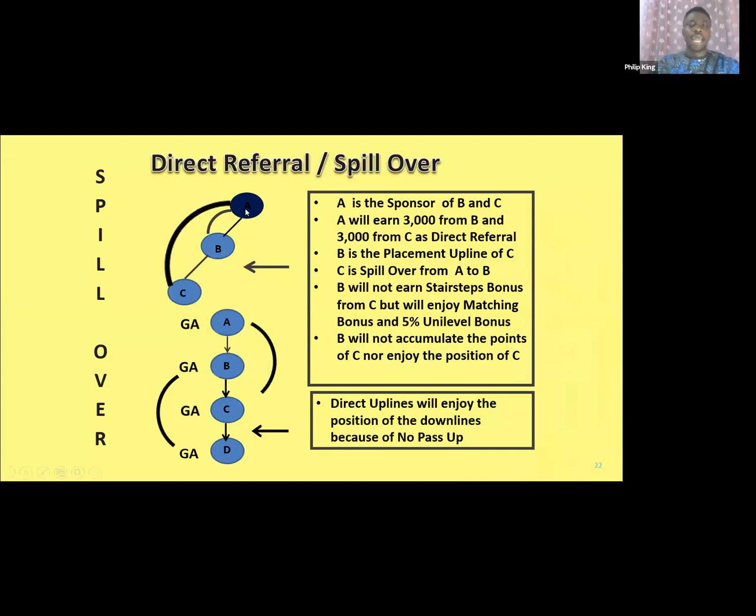Now, let's say A is Mr. Davidson. B is Mr. Davidson's downline, and C is also Mr. Davidson's downline. Davidson wrote a list, and from his list, B signed up, and C also signed up. Now, Davidson decided to support B with C. Davidson said, okay, I'm going to put C under B, but I'm going to take the referral bonuses for both of them. That is what we call spillover.